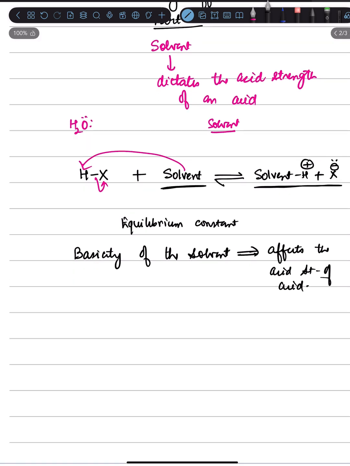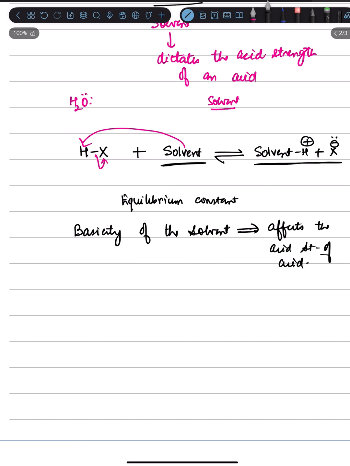So an acid can behave as an acid in a solvent if the solvent is ready to take its proton. We are talking about the interaction between the solvent and the acid. Okay, now let's try to understand this with an example. Now suppose you dissolve hydrochloric acid, nitric acid, and perchloric acid in water.